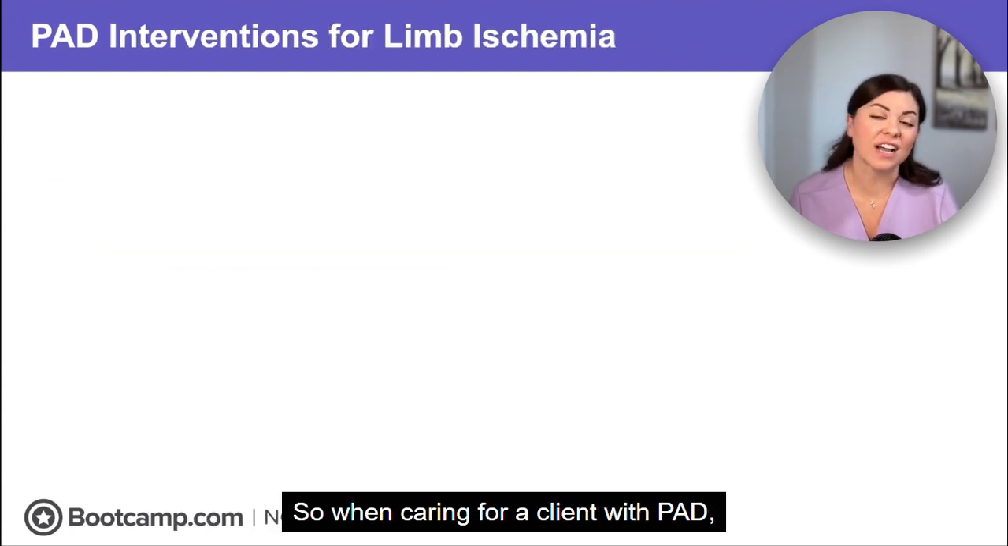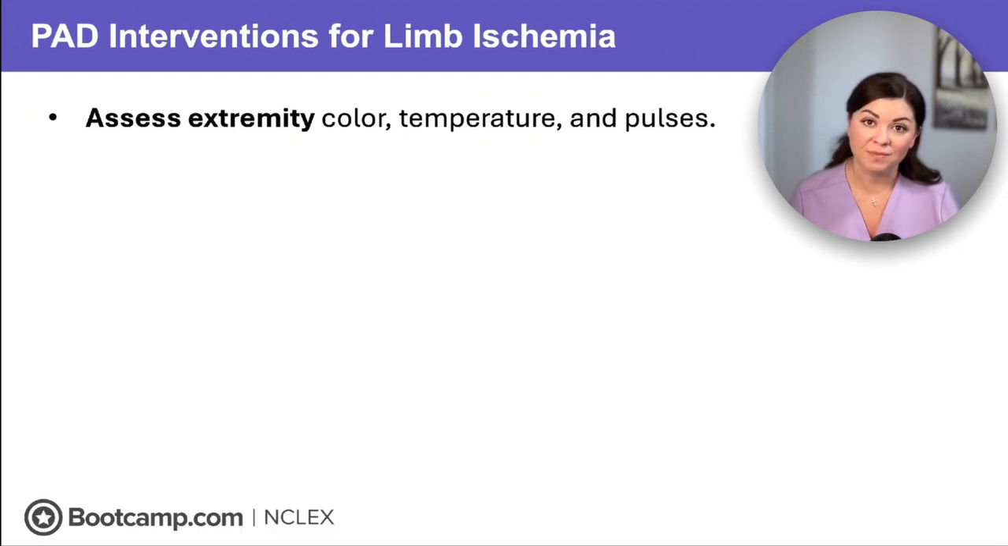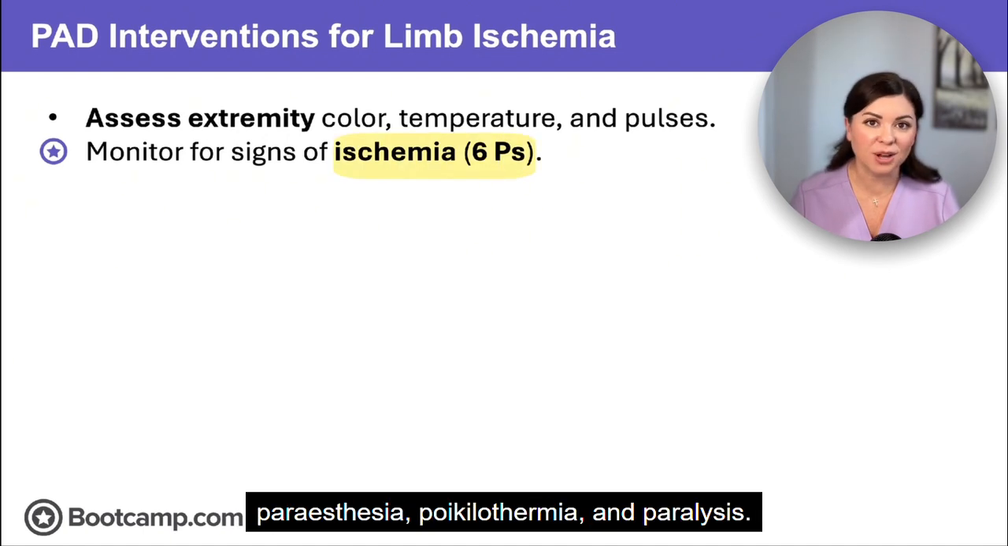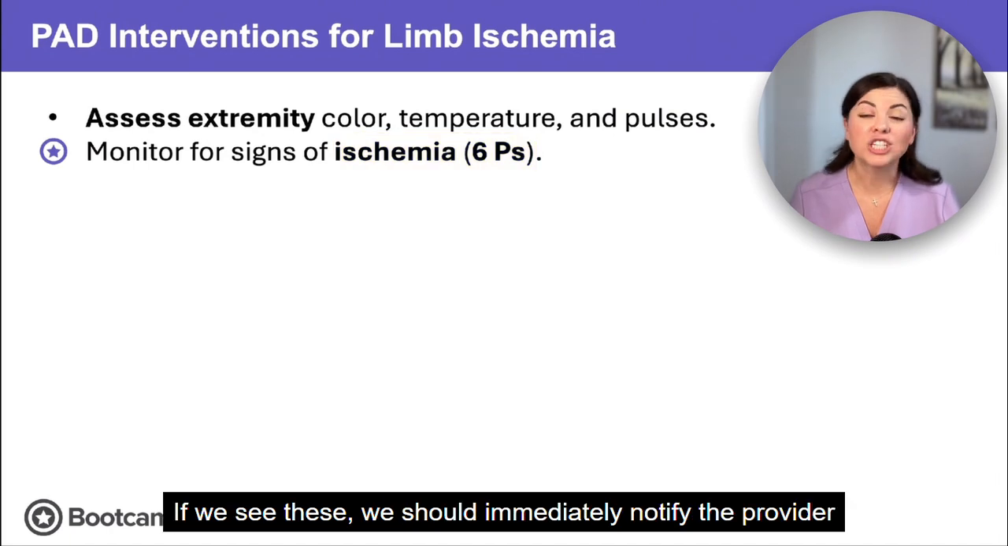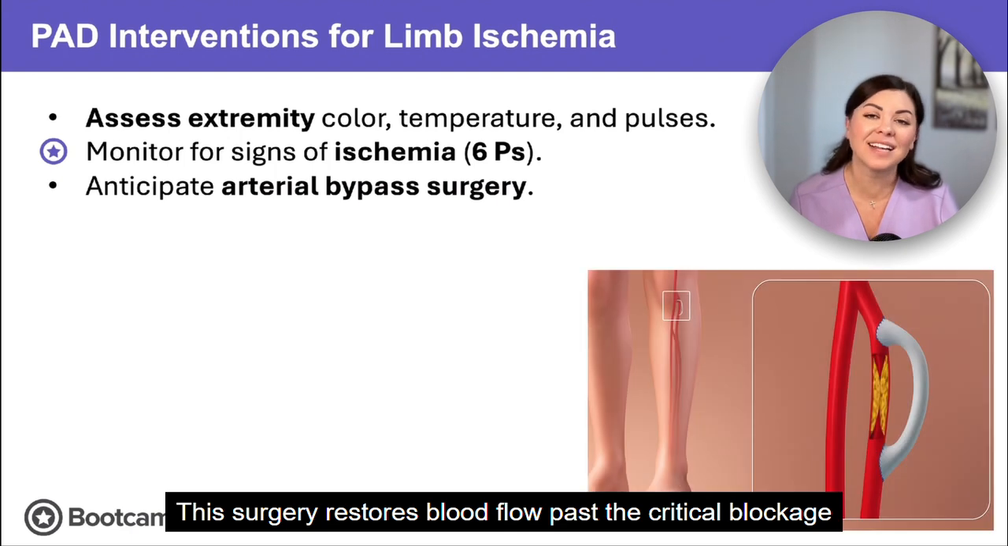So when caring for a client with PAD, always assess the color, temperature, and pulses of the affected limb, because once again, they are at high risk for limb ischemia. So we should watch closely for signs of ischemia, which are the 6 Ps: pain, pallor, pulselessness, paresthesia, poikilothermia, and paralysis. If we see these, we should immediately notify the provider and anticipate an arterial bypass surgery. This surgery restores blood flow past the critical blockage points.